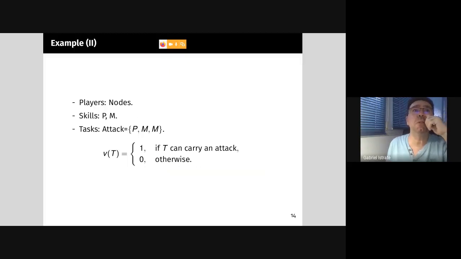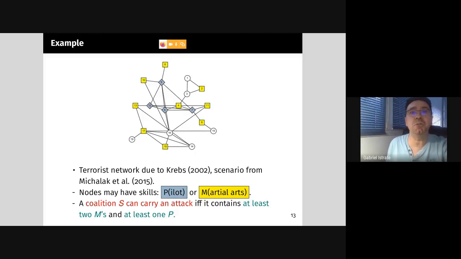Okay? In other words, in this example, players are the nodes, and skills are being a pilot or knowing martial arts. There is only one task, attack, and that is a multi-set of 1 pilot and 2 martial arts. The value of a coalition is 1 if it contains enough nodes with such skills and 0 otherwise. So this is a way of modeling a scenario like this using a coalitional game.